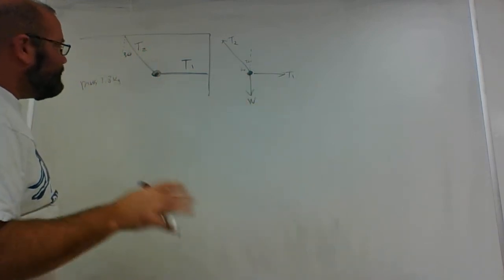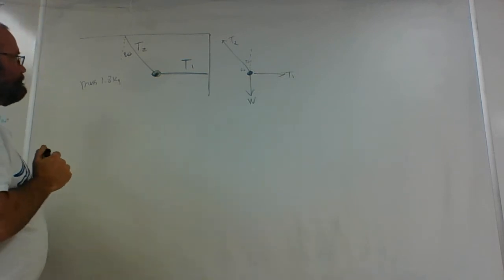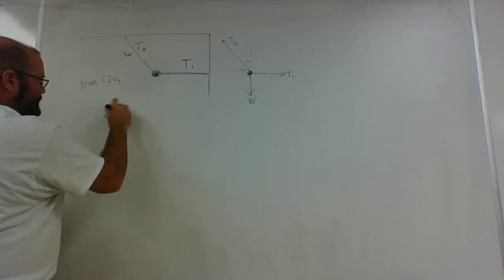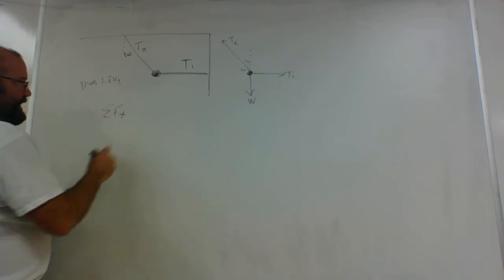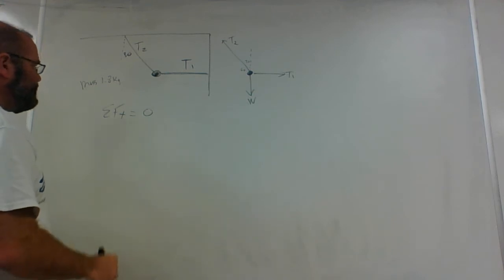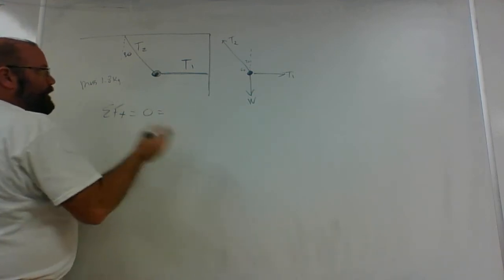So now when we want to try and solve this problem, we want to look at, first of all, the forces in the x direction. So the sum of forces in the x should be equal to 0, because the object is being held in one location. Then we want to look at what those forces are.